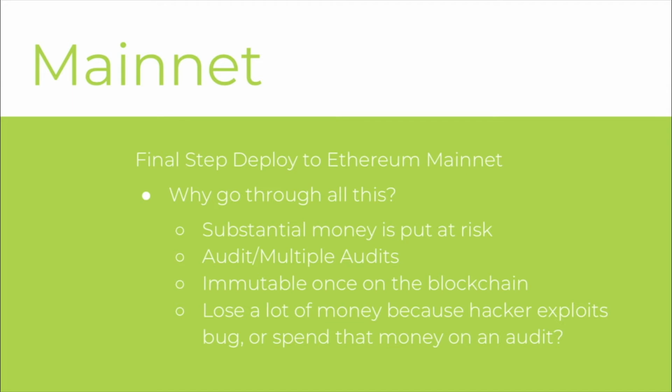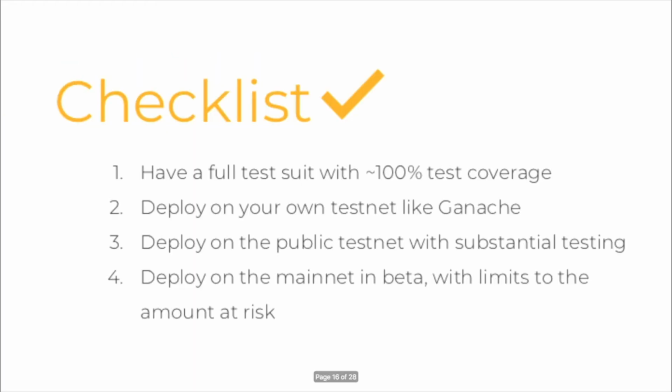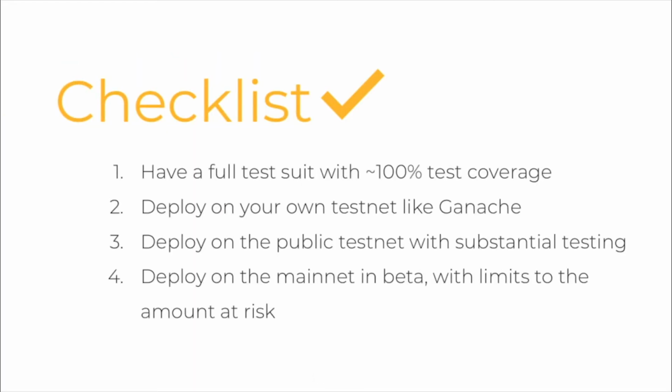Think of it like this. Would you rather lose a lot of money because a hacker found a bug in your contract, or have spent that money on an audit which could have found that bug, right? So at minimum, you should follow these procedures and checklists when dealing with smart contracts, because the cost of failure can be high.